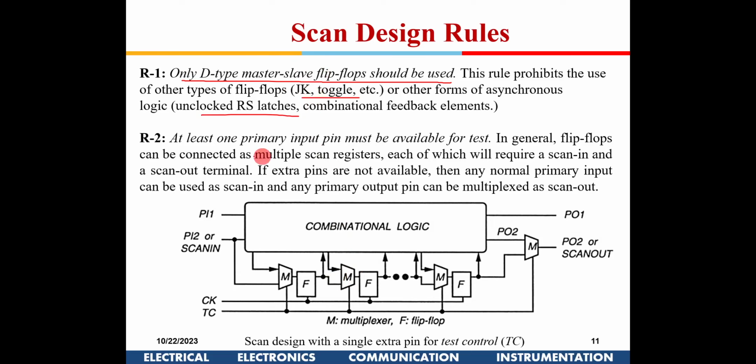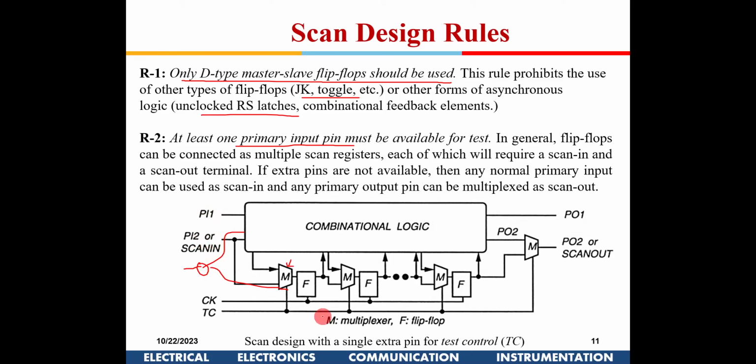The second rule is that at least one primary input pin and one output pin must be available. From the pin side there will be several pins, and at least one pin should be connected to the first flip-flop. That could be through a mux also. It need not be a totally independent pin, because we are not going to use it in normal operation. It can go to the combinational logic, and during test it can be used for scan, because test and normal operation won't be used simultaneously.